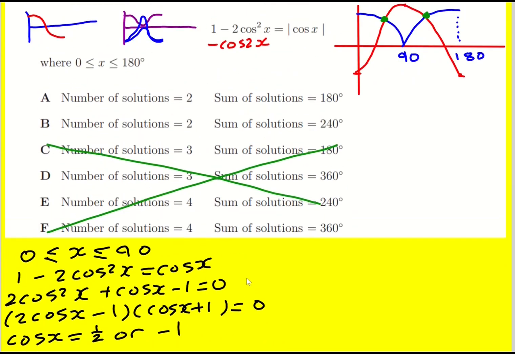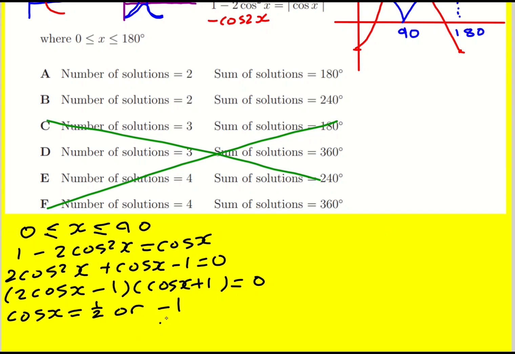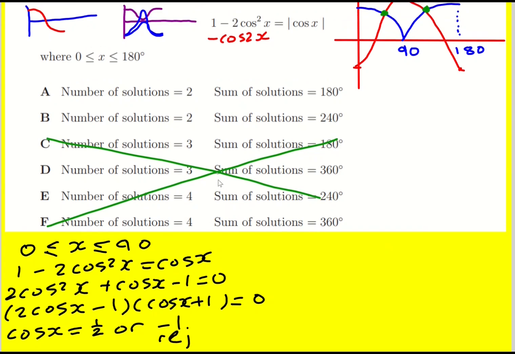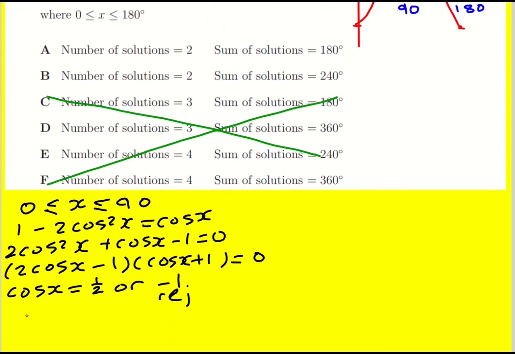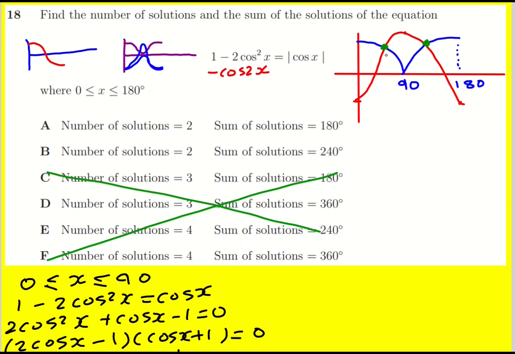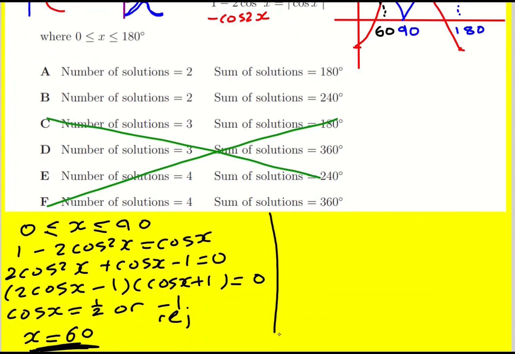But we know in this region that cos x is never minus 1, so I would reject that one. Actually, remember, it's when it's 180 that it's minus 1. That's beyond our range. Cos x equals a half, however, does have a solution, and it's 60. That is that solution here. You can also see from the graph that looks about right. And then what about 90 to 180?